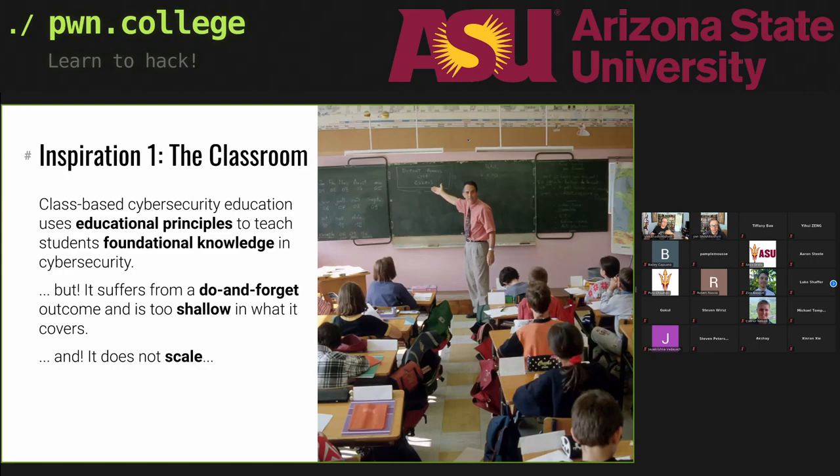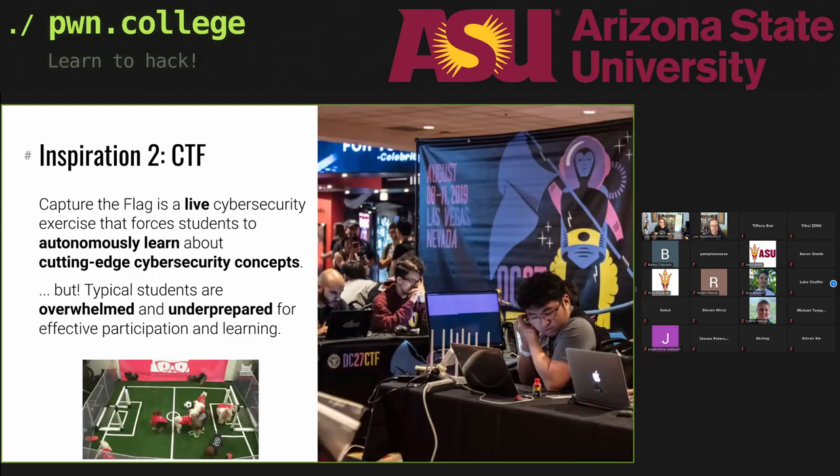Another source of inspiration for us is Capture the Flag competitions. At ASU, we're very heavily involved in Capture the Flag. Our students participate in CTF competitions as Team Shellfish. Most of the professors are members of the Order of the Overflow, so we host DEF CON CTF. We're very passionate about Capture the Flag competitions. When I started as a professor, I said, okay, let's use Capture the Flag to teach cybersecurity. But typically, students get overwhelmed. Capture the Flag explores very cutting-edge concepts and doesn't hold punches. Even easy Capture the Flag competitions are not very approachable for beginners in cybersecurity.